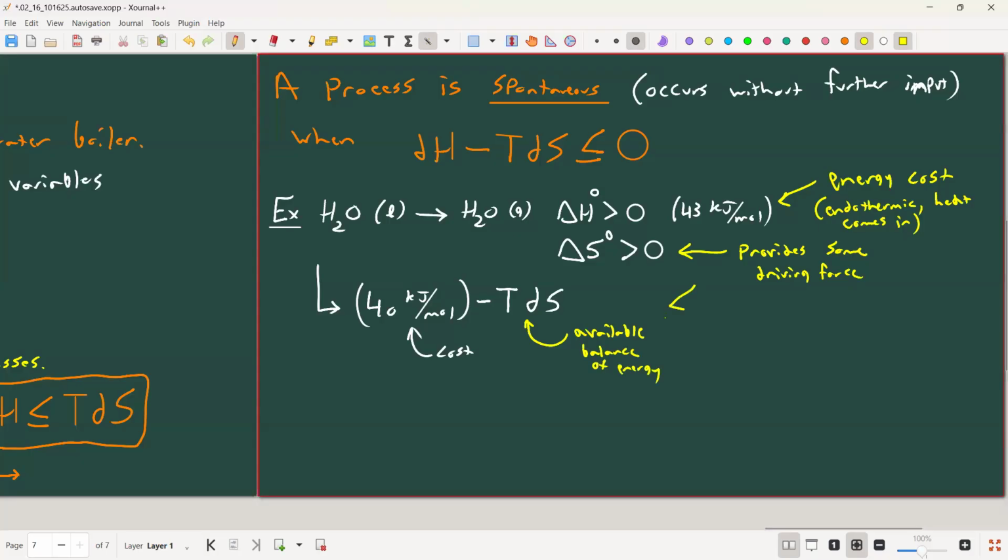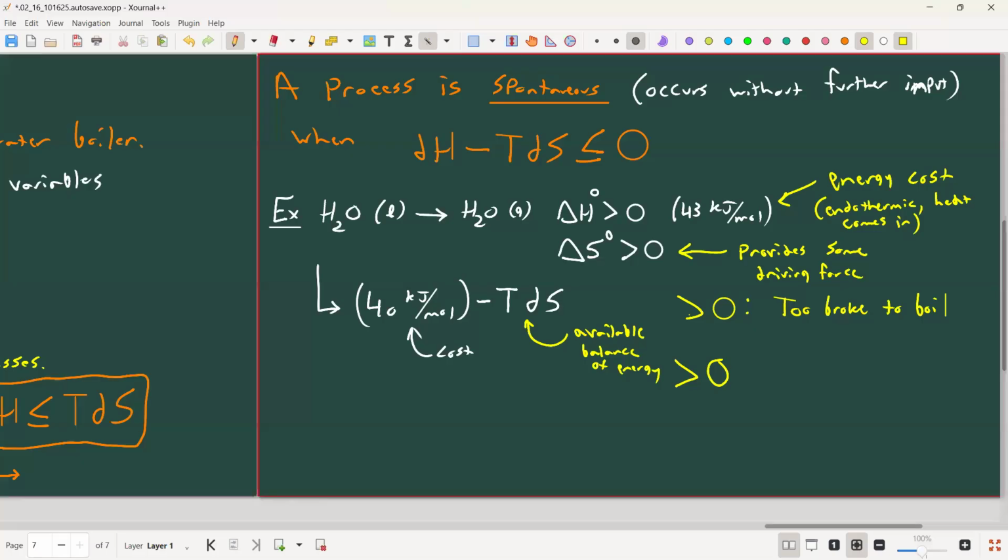And so if this is less than 0, that means we don't have enough money. Too broke to boil. Well, let me say, if it's greater than 0, we're too broke to boil. I apologize. Right? If delta H is greater than T delta S, we're too broke to boil. If it's less than 0, that means we have enough money.